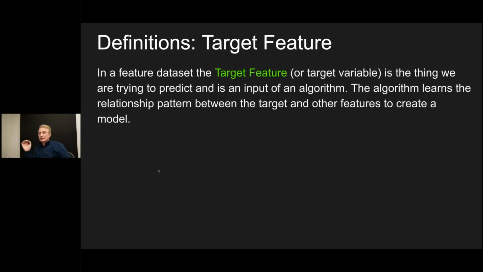There's another very cool feature to understand in machine learning. It's called the target feature. So in a feature data set, the target feature, our target variable, is the thing that we're trying to predict. And that thing we're trying to predict, in these basic algorithms we're looking at, is also an input to the algorithm. So the algorithm learns the relationship pattern between the target and the other features to create a model. Remember, we talked about using data to learn patterns yourself. With machine learning, that's all it does. It just learns a pattern.